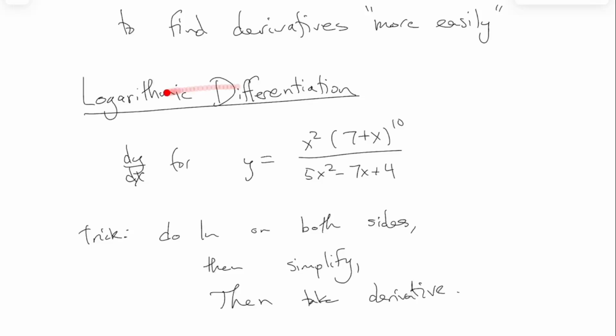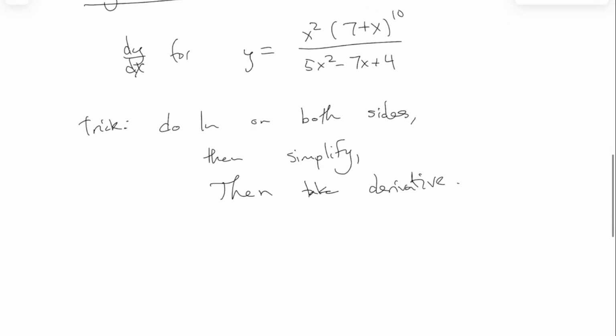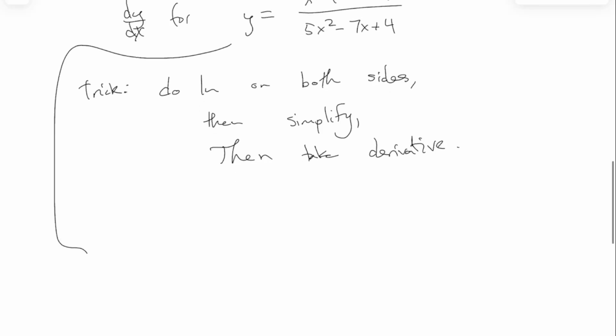That's the point of this whole trick, and that's why it makes things easier. All right, so let's just try it in this example, and then I have one for you all to try. This is not really hard to do once you see somebody do it. So the first step, do ln on both sides.